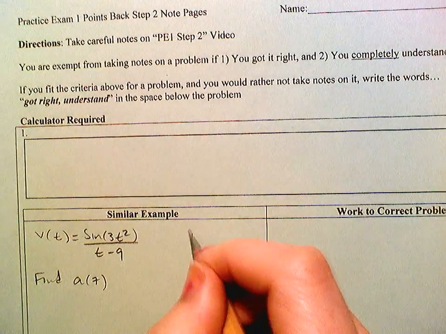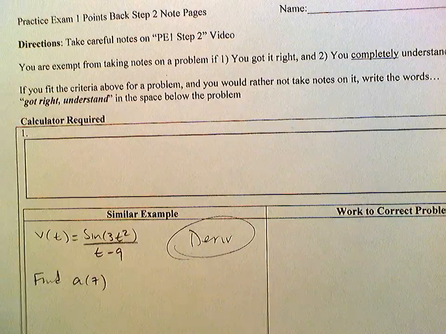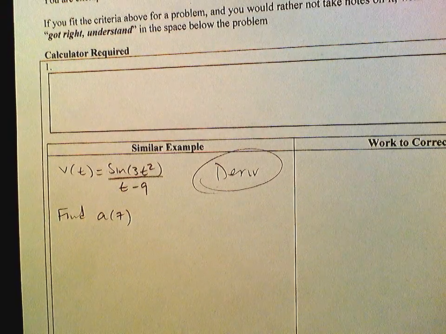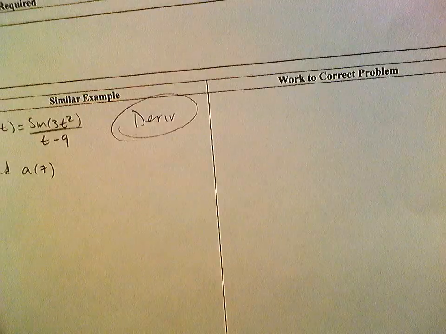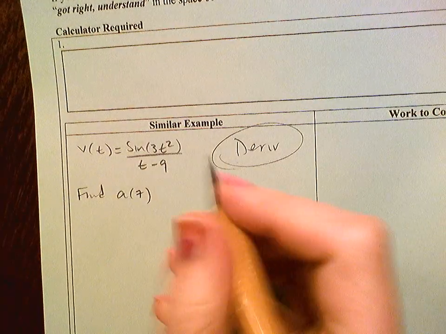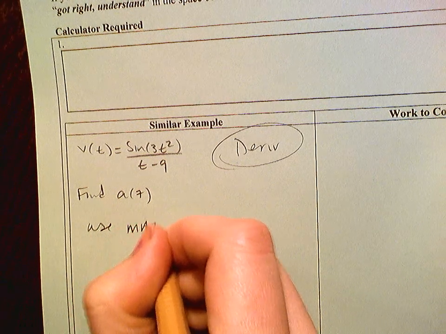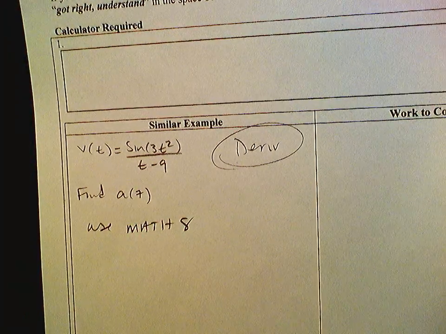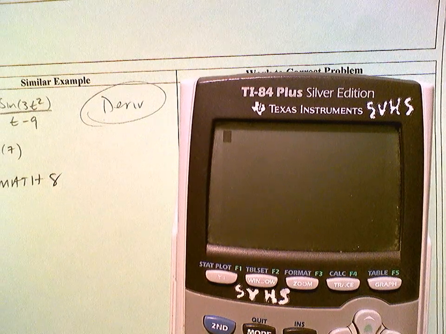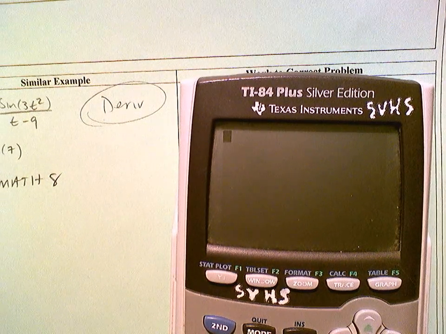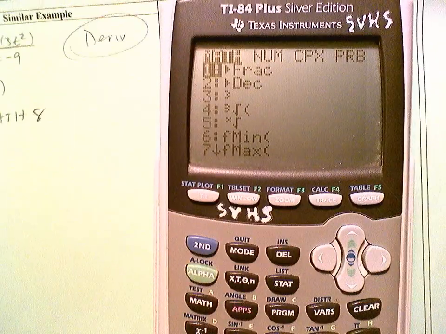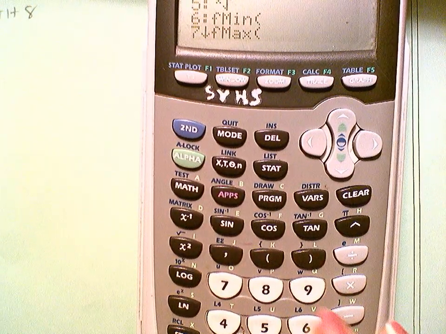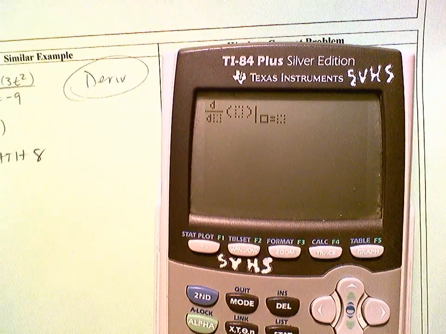So limit, derivative, or antiderivative? You need the derivative. And if they're asking for the derivative at a point, you should use your calculator, because this is a calculator section. I'm going to go to my home screen and use Math 8. You could find the derivative by hand and then plug in 7, but this is so much faster, and you've really got to save time where you can. So you go Math, and then you hit the number 8, and then this pops up.